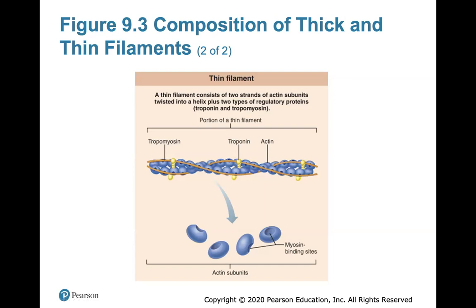So, what happens during muscle contraction, really simply put, calcium will come and bind to troponin. That'll change the shape of troponin and move the tropomyosin off of the myosin binding sites. When that happens, the myosin heads are able to bind to the actin and cause a muscle contraction or shortening.